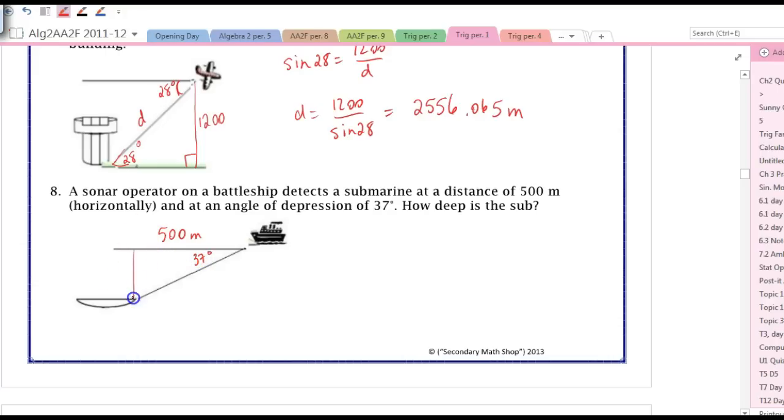There was an old Bee Gees song called How Deep Is Your Love. That reminds me. How deep is the sub?